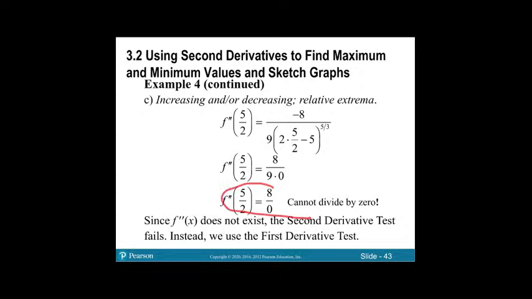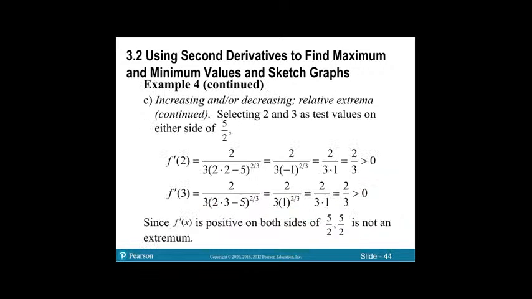So then we went back to the first derivative and looked on either side of this critical value. To the left, they chose 2, which is positive. On the right, they chose 3, which is also positive. So it's not an extrema, which is what we got. And that's why I stopped. I think we could still graph it by choosing several x values and plotting the points, but it's not an extrema.